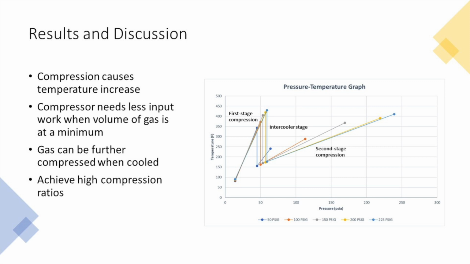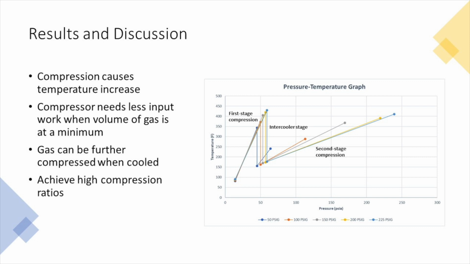Next, we'll talk about the results and discussion sections of this experiment. We'll look at the pressure temperature graph of the experiment. We see at the start a jump in both temperature and pressure. So what's actually happening in this stage is the first stage compression. When we compress a gas, its temperature will increase. So we see this large temperature increase. And that's why we have this intercooler stage introduced here, where we want to remove all that heat that came from the first stage compression.